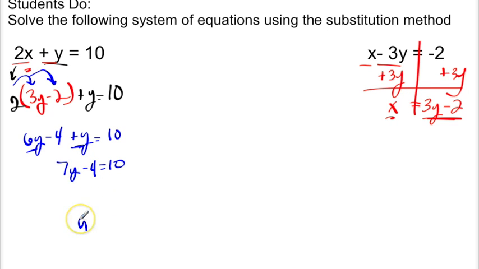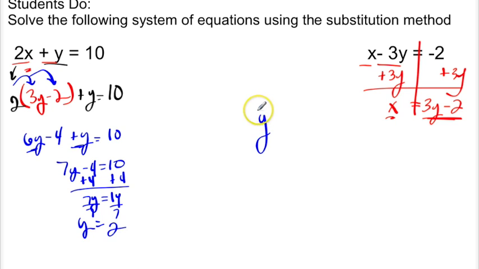Again, y by itself. And I want to add 4 to get rid of this 4. Add 4. 7y equals 14. 10 plus 4 is 14. Divide by 7. Divide by 7. Y equals 2. And I'll finish off this equation.